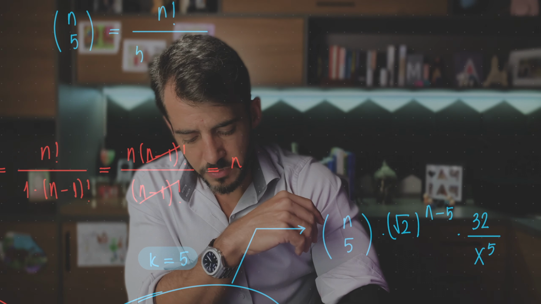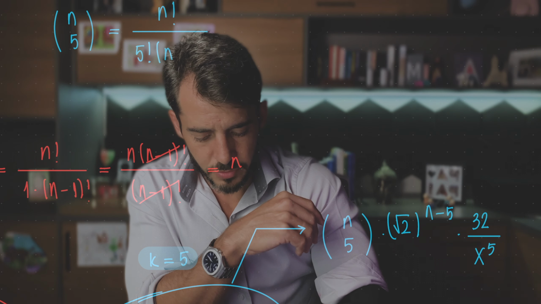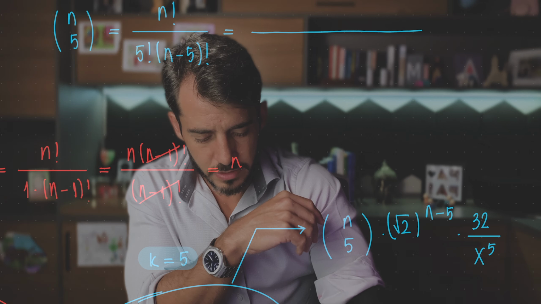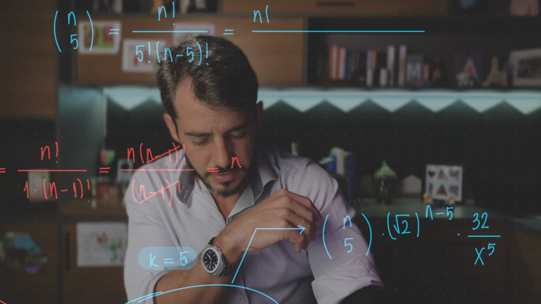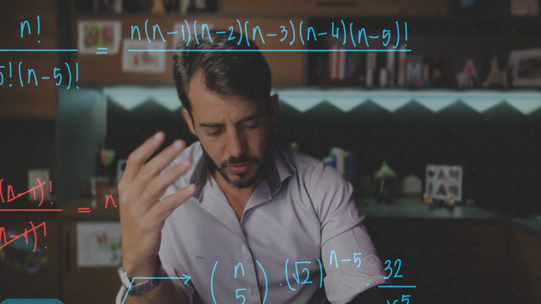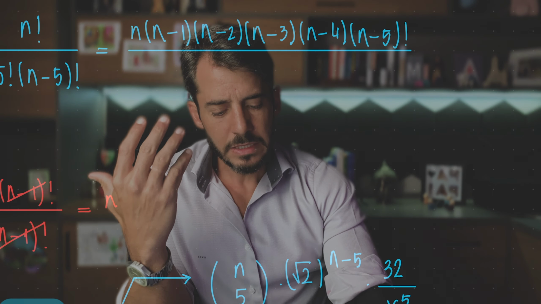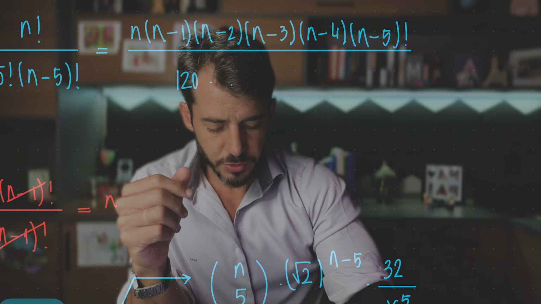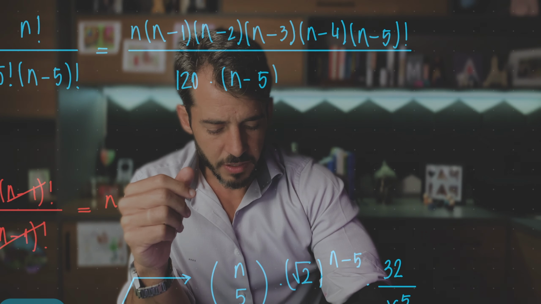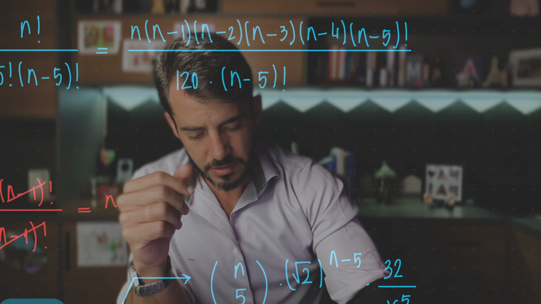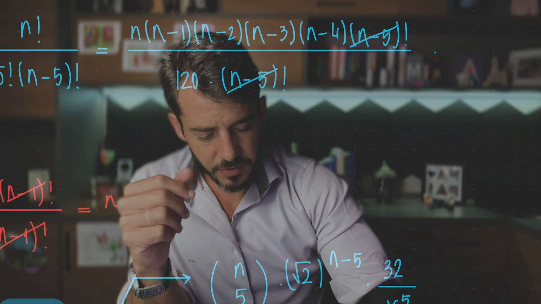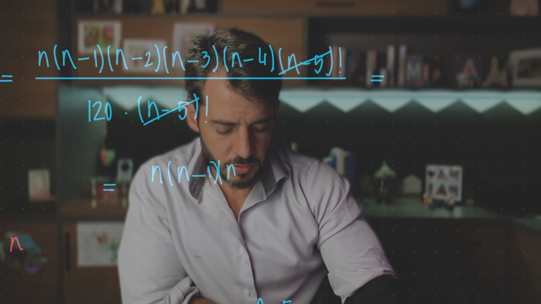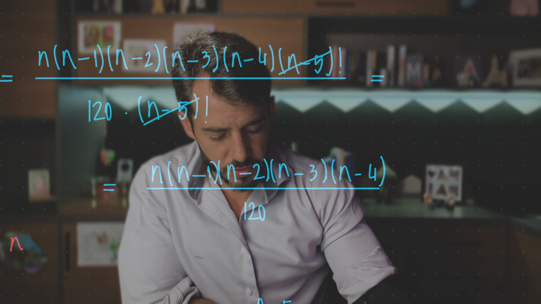We have n factorial over 5 factorial n minus 5 factorial, which can be written as n times n minus 1, n minus 2, n minus 3, n minus 4 times n minus 5 factorial over 5 factorial times n minus 5 factorial. We can simplify these n minus 5 factorials, which will give us n minus 1 all the way to n minus 4 over 120.